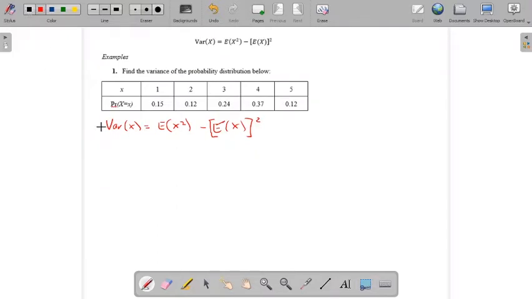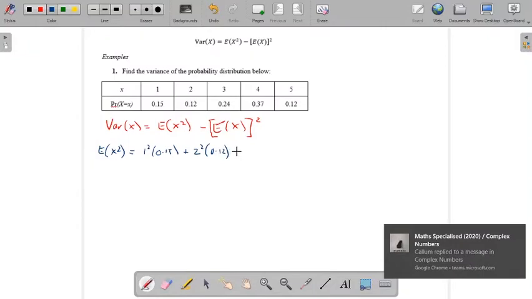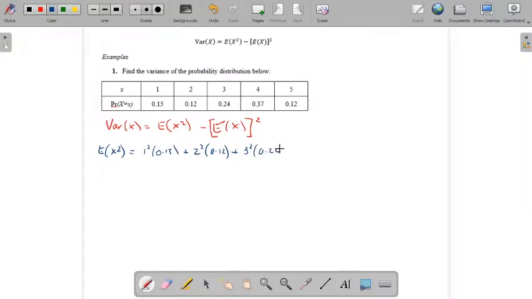Okay, so the variance is calculated using what we've got there, and what we need to do then is work out both E of X squared and also E of X. So E of X squared, we go 1 squared times 0.15 and add to that 2 squared times 0.2 and so on. Okay, so we've got all of these values here.